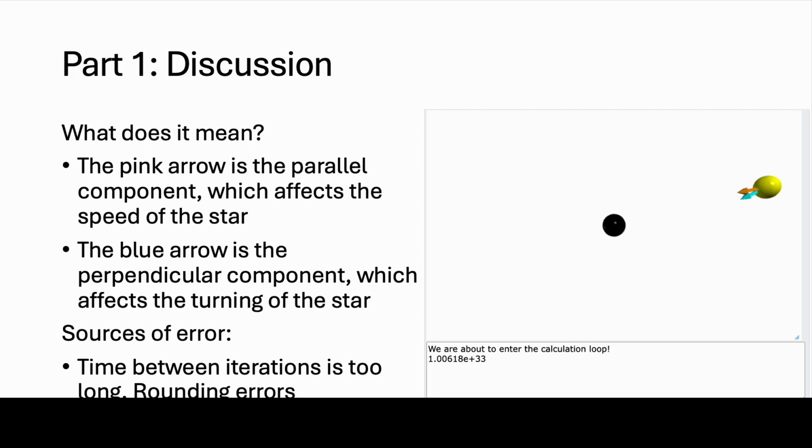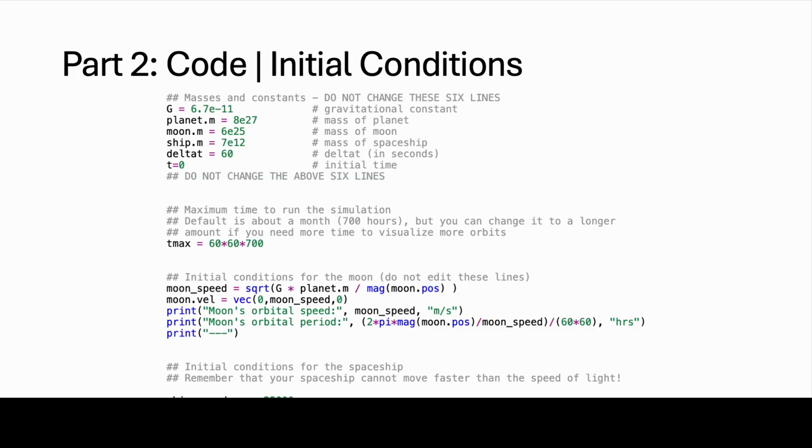Some sources of error are that the time between iterations is too long, causing the simulation to be inaccurate, or some rounding errors from floating point operations in Python. Now let's look at the second part.